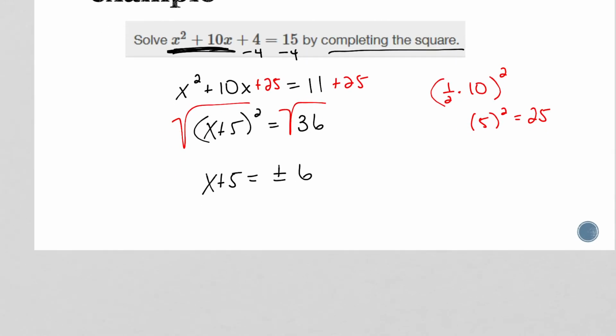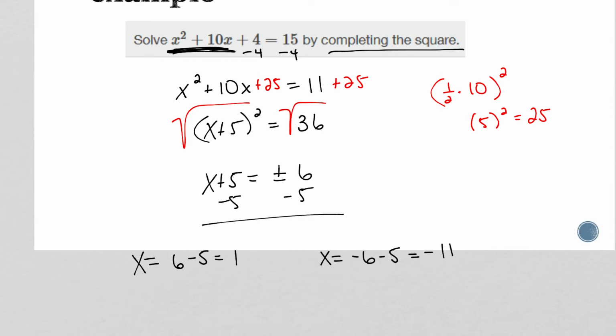And I'm going to subtract 5 from both sides. So x is equal to 6 minus 5, which is 1. And x is also equal to negative 6 minus 5, which is negative 11. So my two solutions are 1 and negative 11.